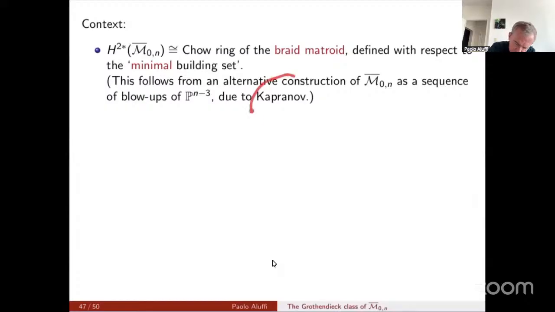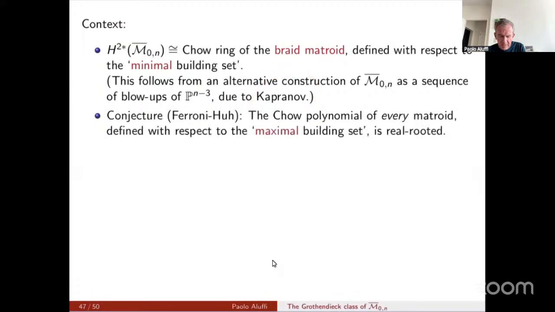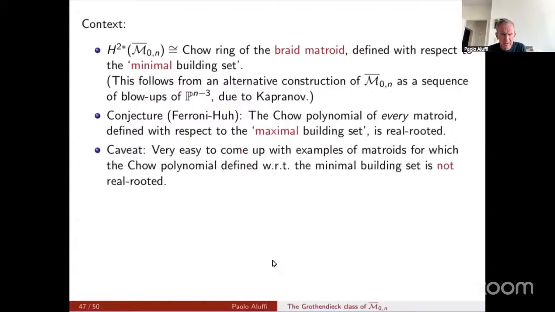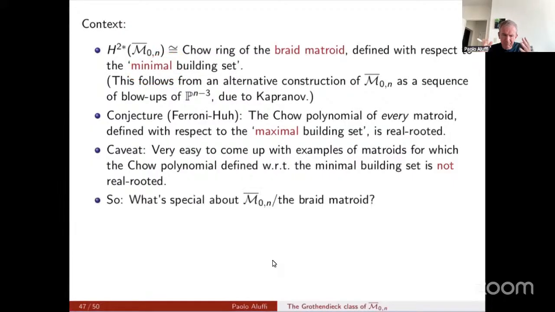There we go. I wanted to mention Kapranov. This is an alternative construction of M0 M bar that implies this. And then the conjecture independently made by Luis Ferroni and June Huh is that the Chow polynomial of every matroid with respect to the maximum building set should be real rooted. So this is the context. It's not a particular case of the conjecture. In fact, it's easy to come up with examples in which this other minimal building set condition is satisfied and you don't have real zeros. But somehow it fits this general frame of mind.